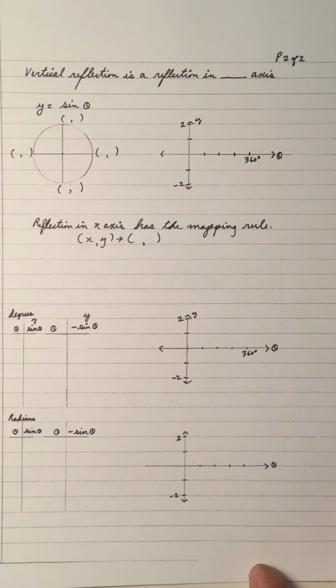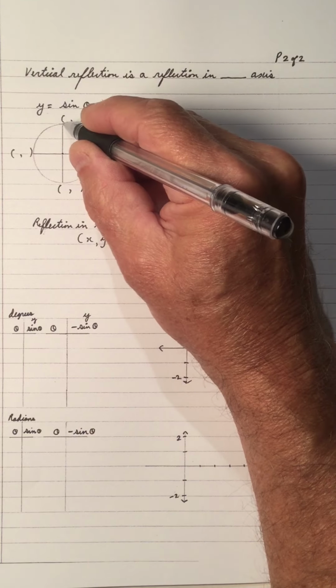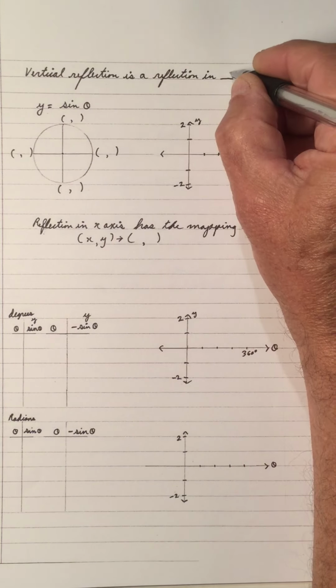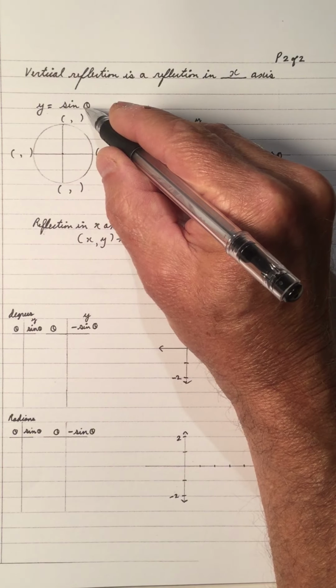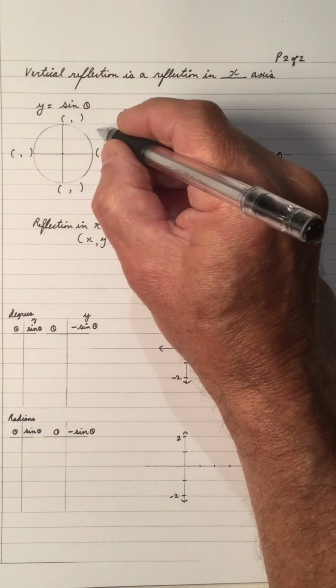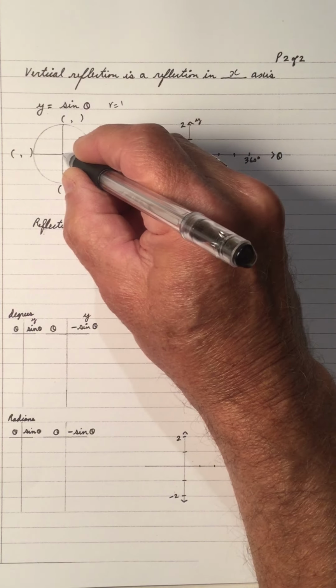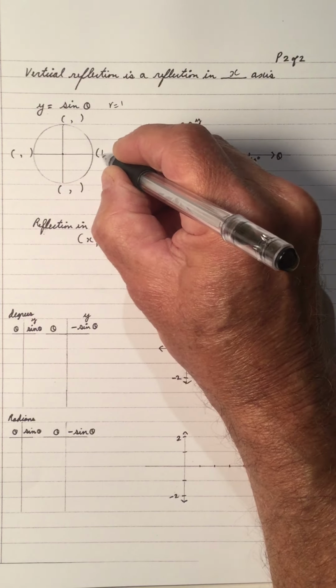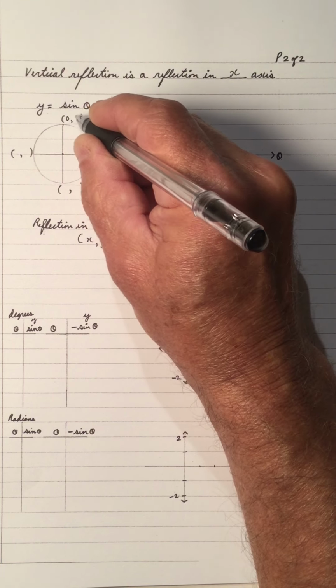Vertical reflection is a reflection when you reflect from here down to here, so that's in the x-axis. Y equals sine theta, so we're looking at a unit circle whose radius is 1. So there's the center 0, 0. So this is 1, comma 0. Up here, x is 0, y is 1.